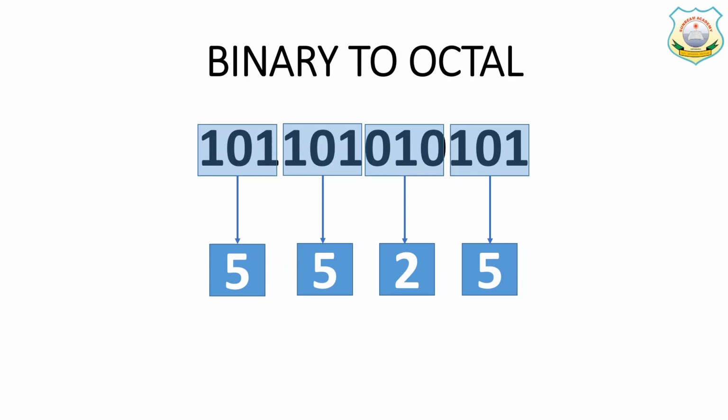You can understand, children, the conversion is pretty simple, binary to octal or octal to binary. If I have to convert this back into binary, I follow the same thing. 5, I take as 101, 2 as 010, then again 101, 101, and I can go back. So binary to octal or octal to binary is a very simple process.